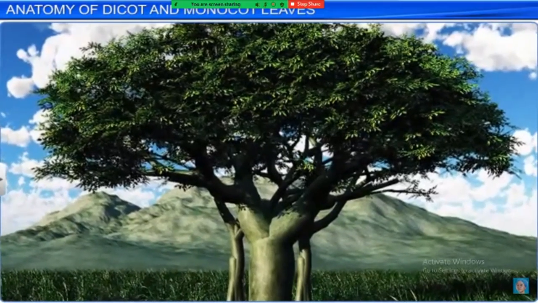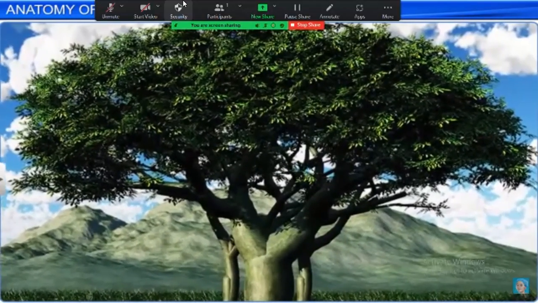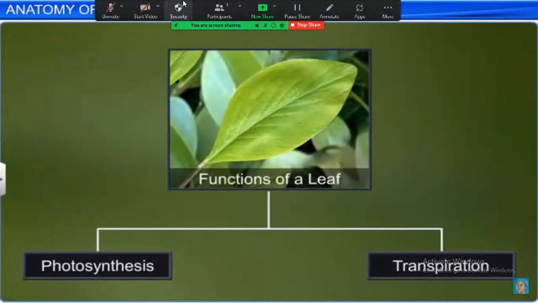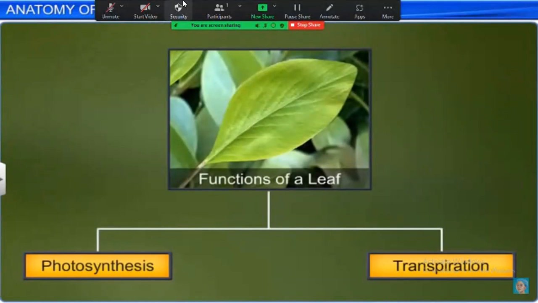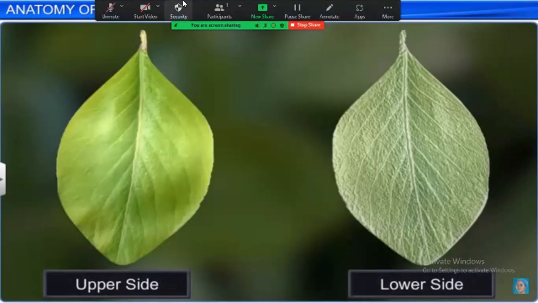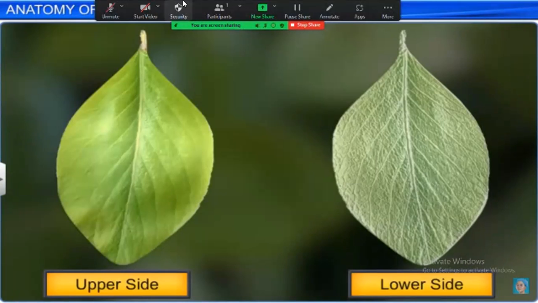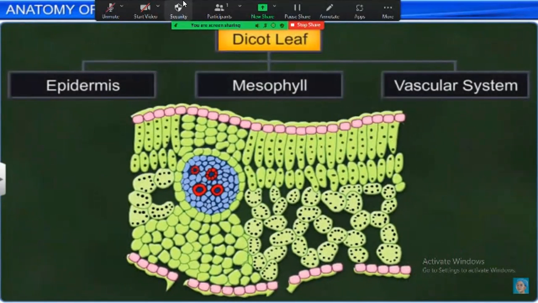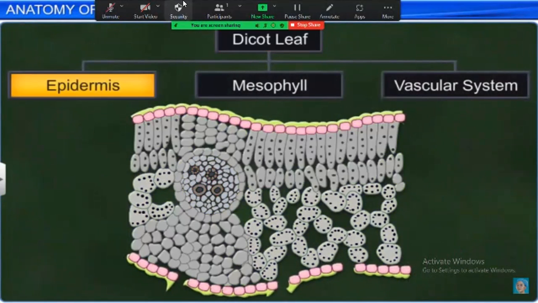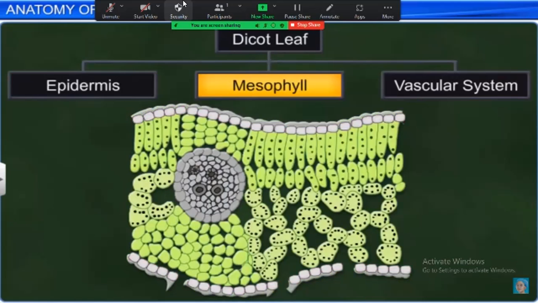Leaves are the most visible organs of a plant. They perform many crucial functions such as photosynthesis and transpiration, in which their internal structure plays an important role. A dicot leaf is also known as dorsiventral, as its upper and lower sides are different in structure. On observing the transverse section of a dicot leaf, we find that it has three main parts: epidermis, mesophyll, and the vascular system.